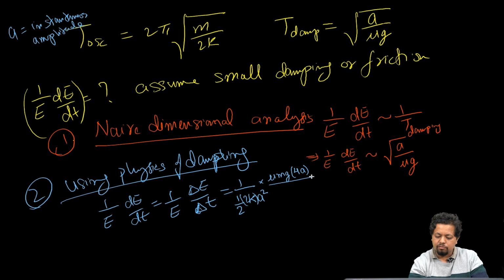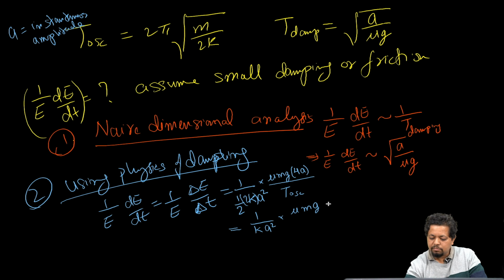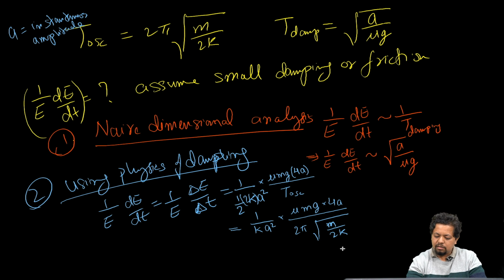Therefore, that's the work done by the friction force, divided by the time period of oscillation, because we are talking about one full oscillation. The amount of energy lost in one oscillation divided by one oscillation time period is delta E by delta t. This is a good approximation when damping is very slow. So when we simplify this, we get 1 over 2K A squared times mu m g times 4A by T oscillation, and T oscillation is 2 pi square root of m by 2K. The important result here is that everything is a constant apart from A, the instantaneous amplitude. We find that this result is proportional to 1 by A, in contrast to the previous result, where I got it proportional to 1 by E square root of A.